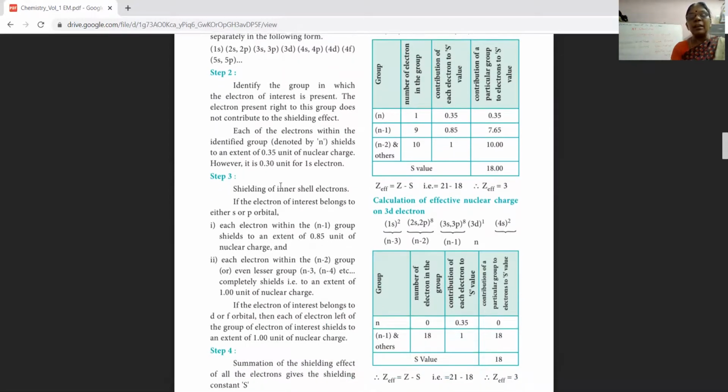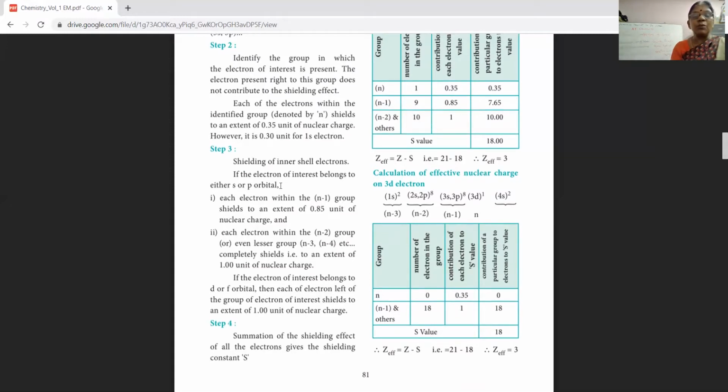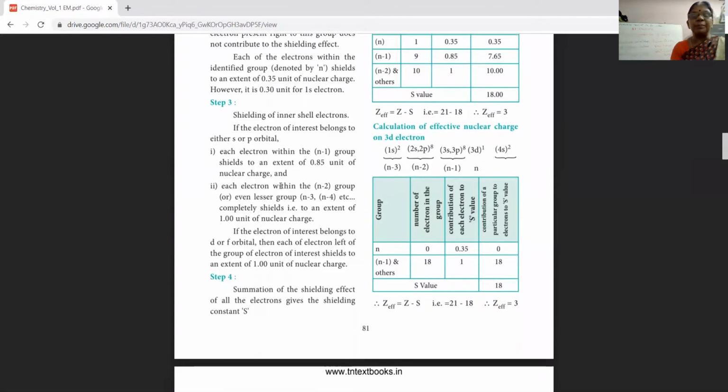Coming to the tabular column, n is 1 and its effect is 0.35, so multiplying 1 by 0.35 you get the same 0.35. The n-1 electrons are 9, which should be multiplied by 0.85, and the answer is 7.65. And for n-2 and others, the total is 10 electrons, which should be multiplied by 1, so you get 10. Summing all those contributions, you get 18. Now coming to the formula, Z_eff is equal to Z minus S, that is 21 minus 18, which is equal to 3.